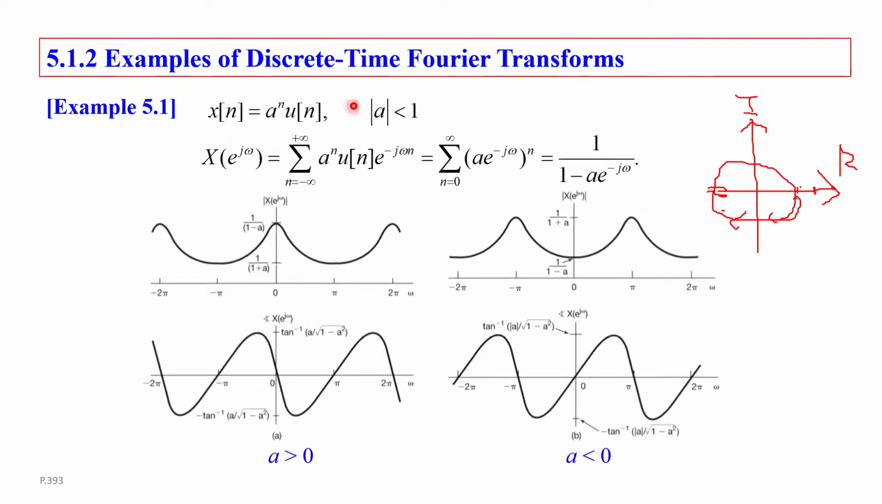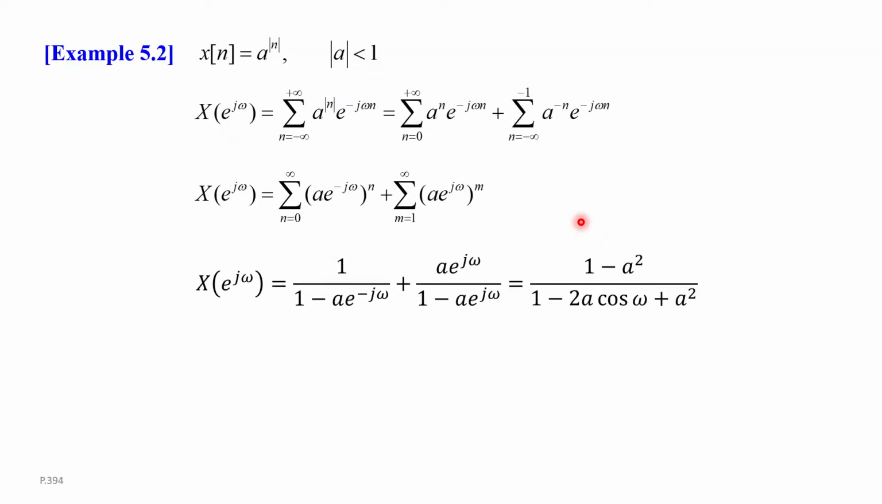You can also think about what happens when a is not real. Okay, so another example. This is very similar to the previous example, but instead of cutting off with u of n, we put the absolute value here. So this is like a Laplace decay. When n is bigger than 0, it's an exponential decay in n, and when n is less than 0, this becomes minus n, so it's also an exponential decay, because the absolute value of a is less than 1.